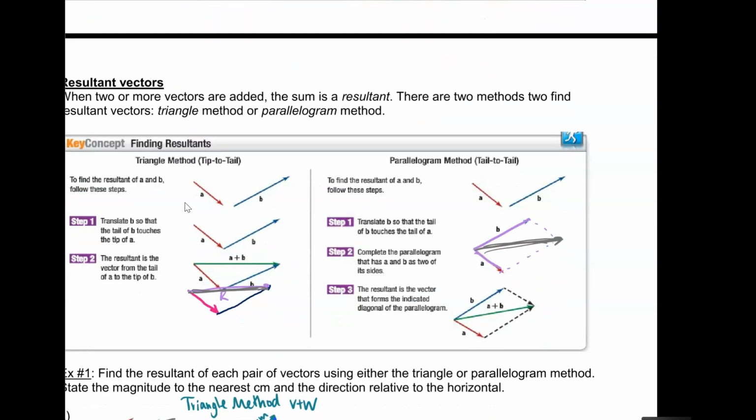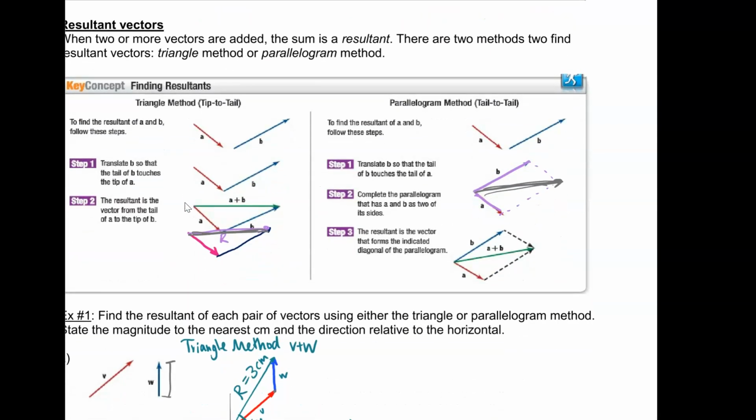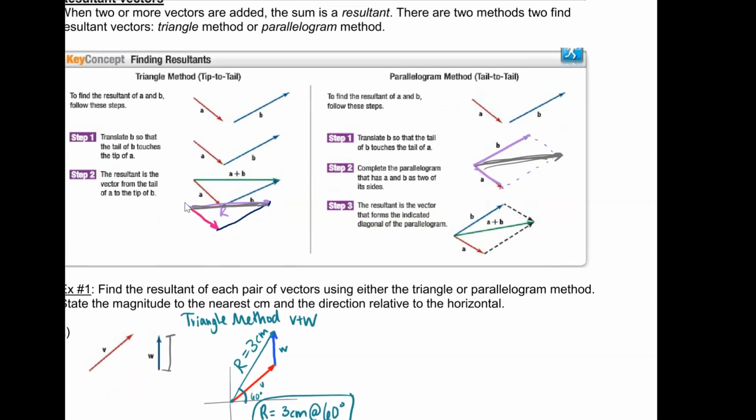Cool. Resultant vectors. Here, there's 2 ways to find a resultant vector when you add 2 vectors together. You can do the tip to tail method. All right, that's an easy way to draw it. But if you want a number, okay, you can use the parallelogram method. So you copy your A, copy your B, and then the resultant is just the vector that forms the diagonal.